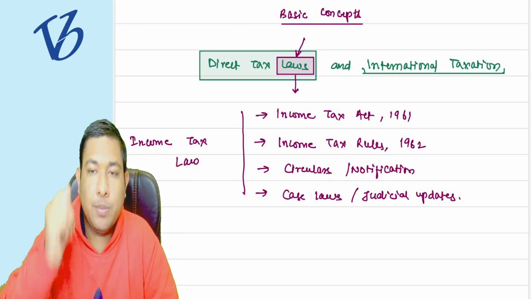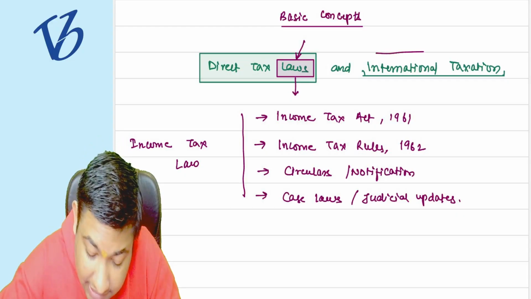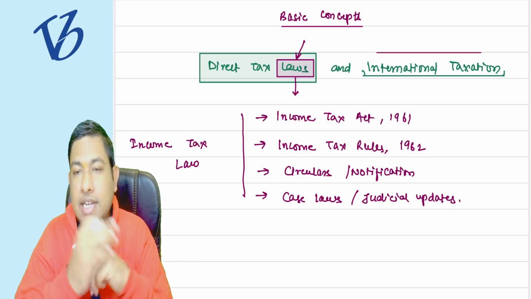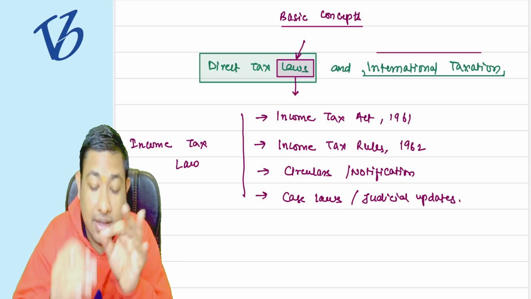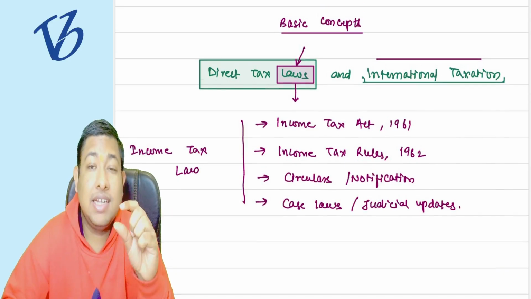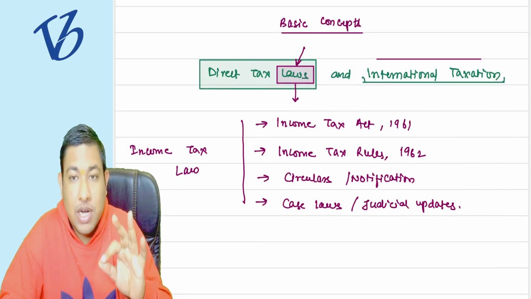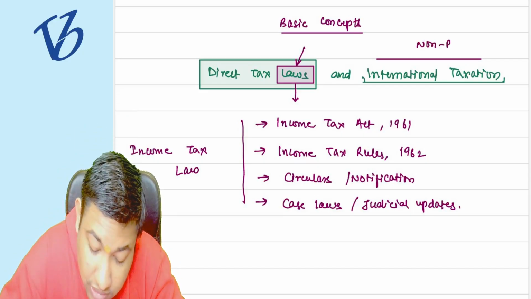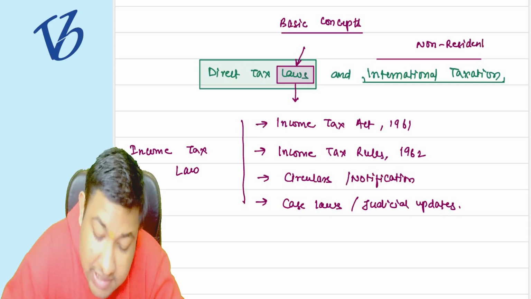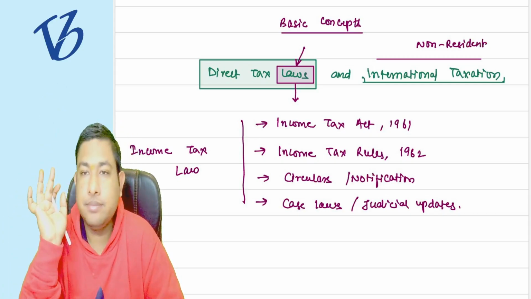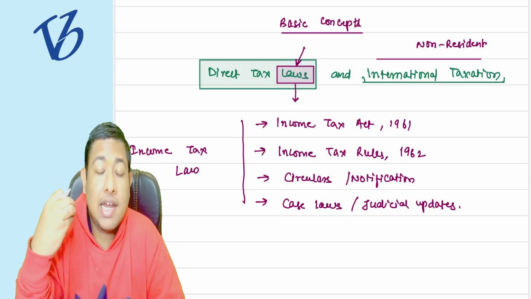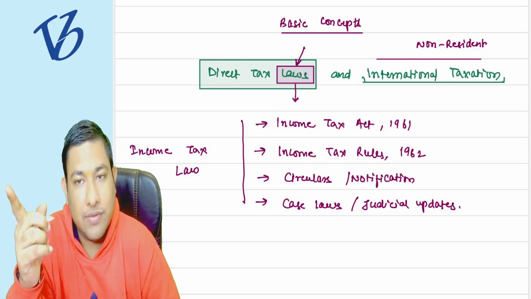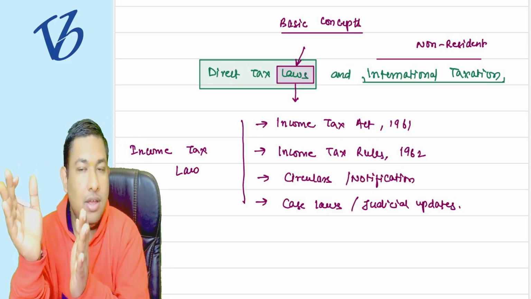Apart from it, there will be a topic that is international tax, correct or not? So in this international tax, you are going to study the taxation of the non-resident, who is not a resident of India, who is a resident of some other country, and he is earning income from India. So how is India going to tax those individuals? We are going to see all those things.